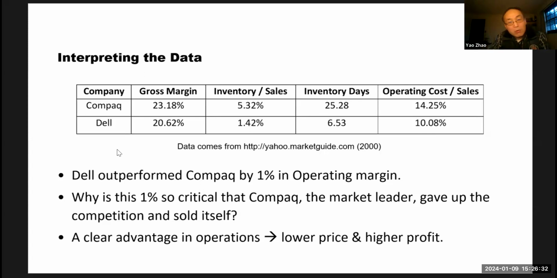Now, the question is, Dell's management clearly understood this data, but not everybody understands this data. For example, the company that bought Compaq, that is HP, clearly didn't see what was happening. Clearly didn't really understand this data. Okay, now this is an example from about 20 years ago.